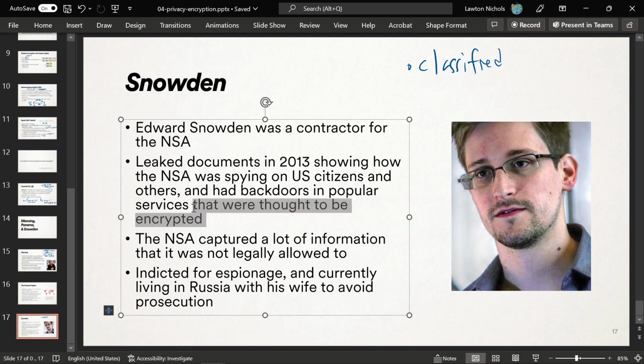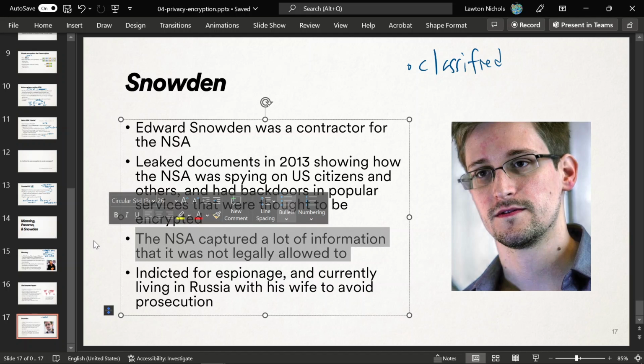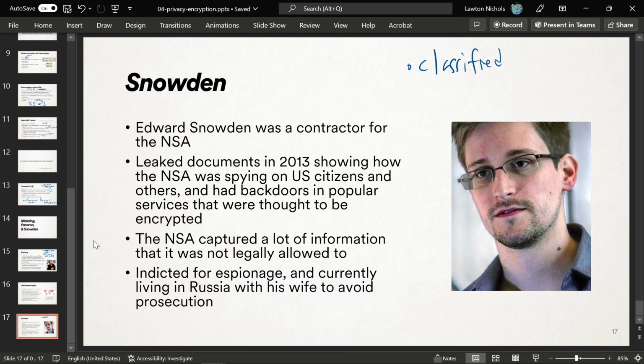Okay? All these things that were thought to be encrypted were not really encrypted. And so the NSA captured a lot of information that it was not legally allowed to capture. Not good. So the NSA was breaking the law. Snowden released these classified documents showing that they broke the law. But to leak a classified document is itself breaking the law. So ethical dilemma here.